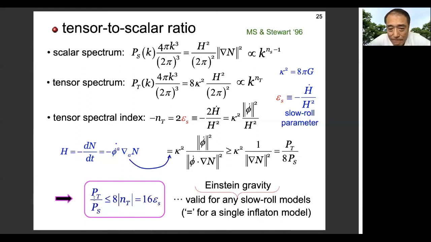I see. Okay. Thank you. Any questions so far? Anything? Anybody has any questions? Can I ask a question? Sure. Yes. I want to see this slide for the delta N formalism in single field theory.